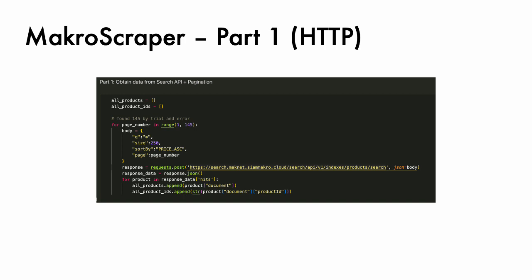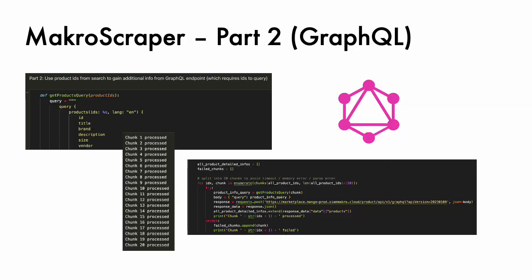First, I called the search API with a number of 145 that I obtained via trial and error. This would enable me to gather all the information of products and their IDs that the search API provided. I had to loop through the pages. Next, I queried the GraphQL API using the IDs that I obtained.